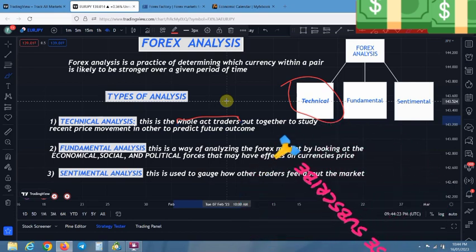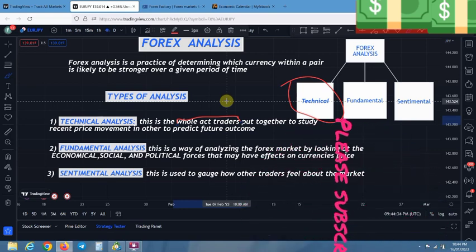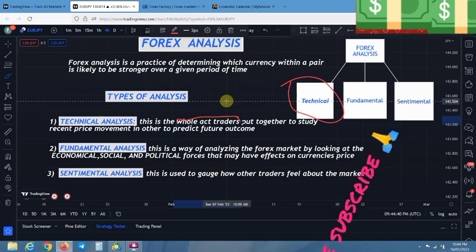So that practice or that act is called technical analysis. It means that you're technically analyzing the market with certain instruments or tools in order to predict what the future outcome of that same market is going to be like. So an example of that is this.